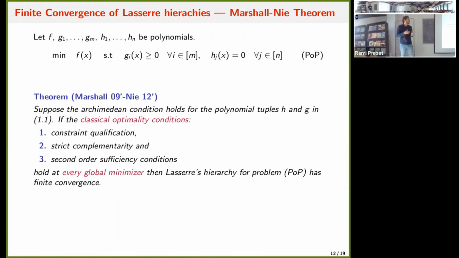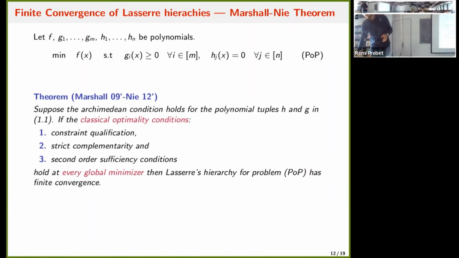If the Archimedean condition holds and the classical optimality conditions hold at every global minimizer, so the constraint qualification, the strict complementarity, and the second order sufficiency conditions hold at every global minimizer, then the Lasserre hierarchy has finite convergence for the polynomial optimization problem.